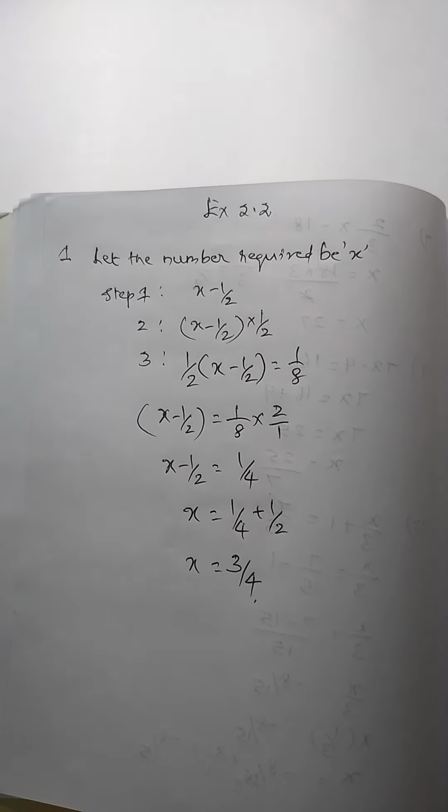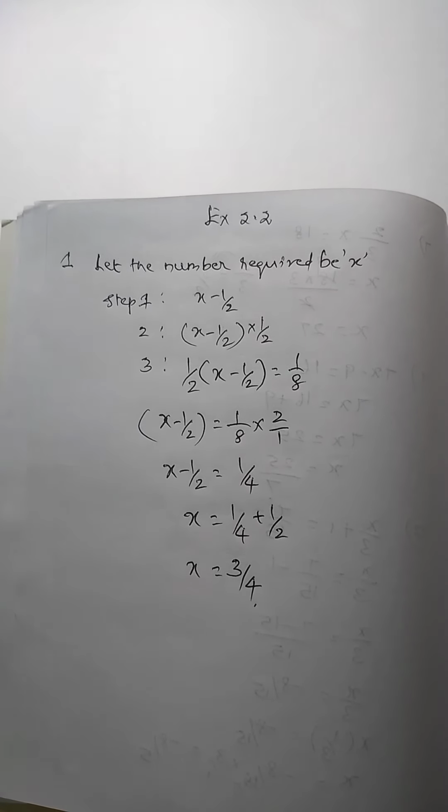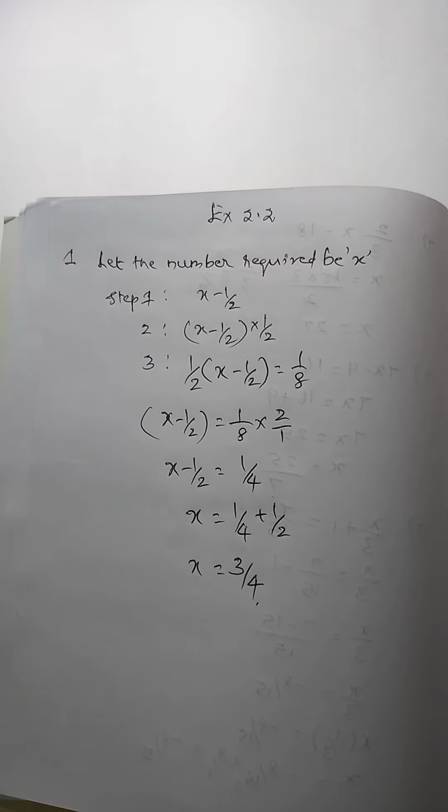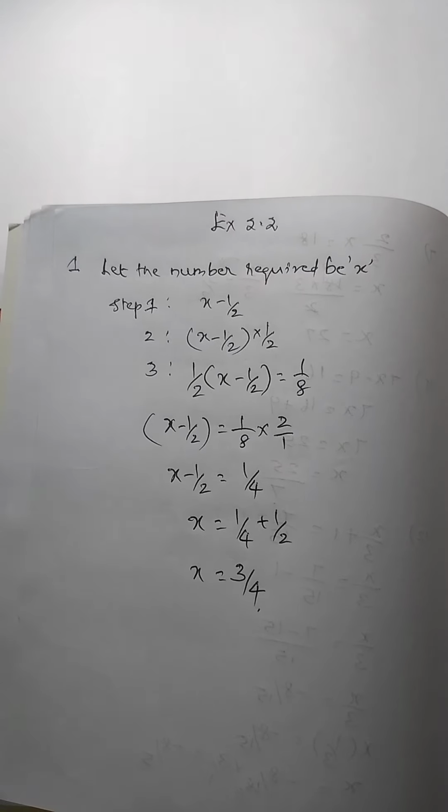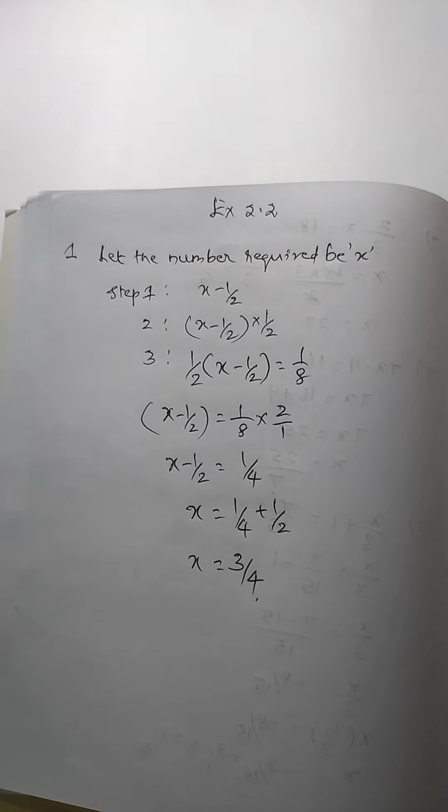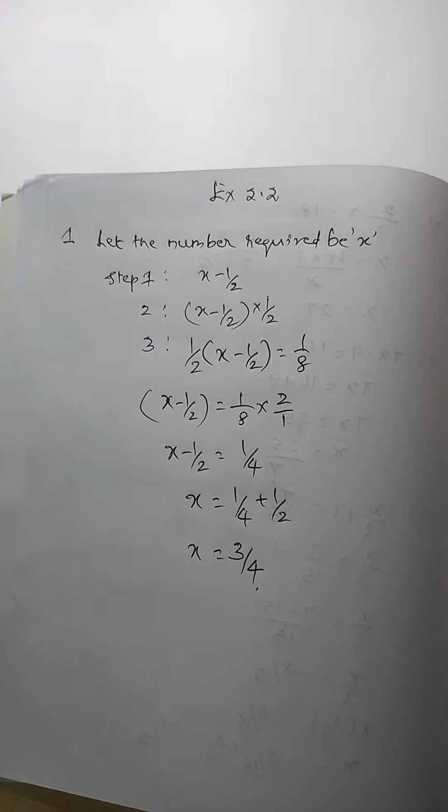So it becomes 1 by 8 into 2 by 1. That gives you 1 by 4. So your x becomes 1 by 4 plus 1 by 2. That becomes 3 by 4. So the number required is 3 by 4.